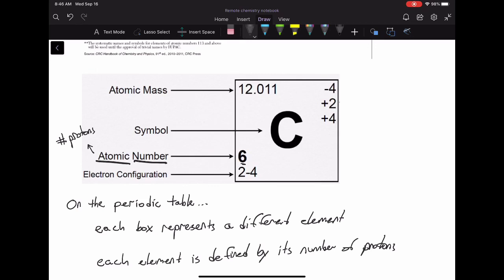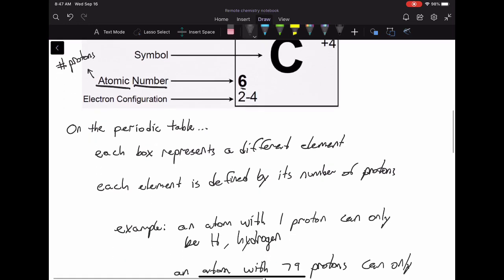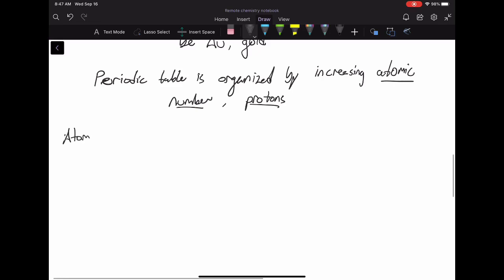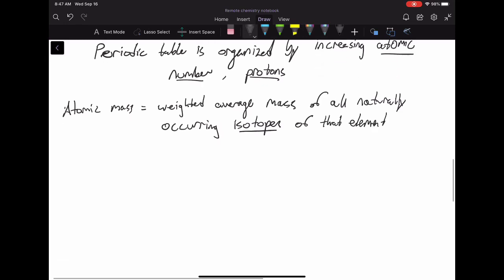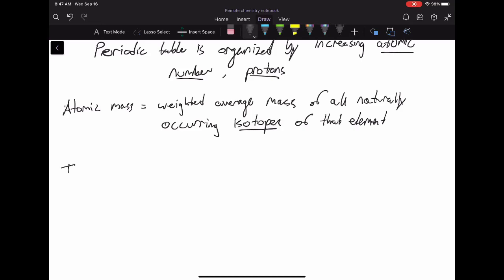Okay, now let's talk about what atomic mass means. So in each of those little boxes that represent each element, you'll see this top number is usually a decimal. That's the atomic mass. And so atomic mass is the weighted average mass of all naturally occurring, and this is a new word, isotopes of that element. So let's define isotope before we continue talking about atomic mass.